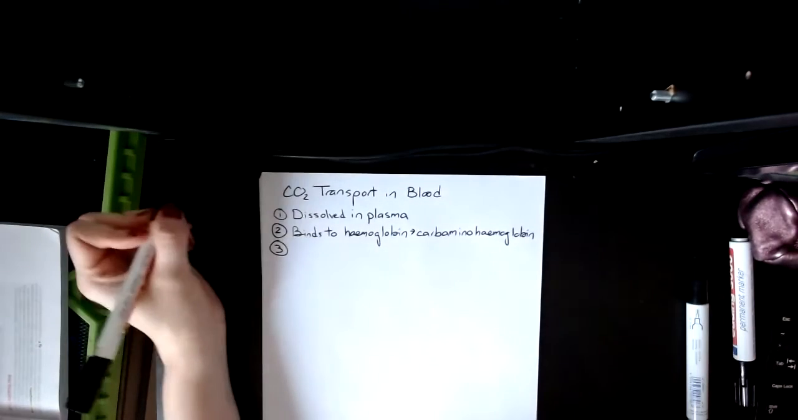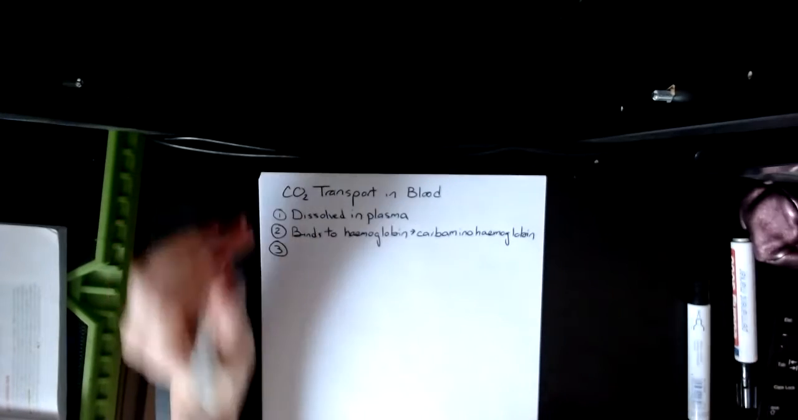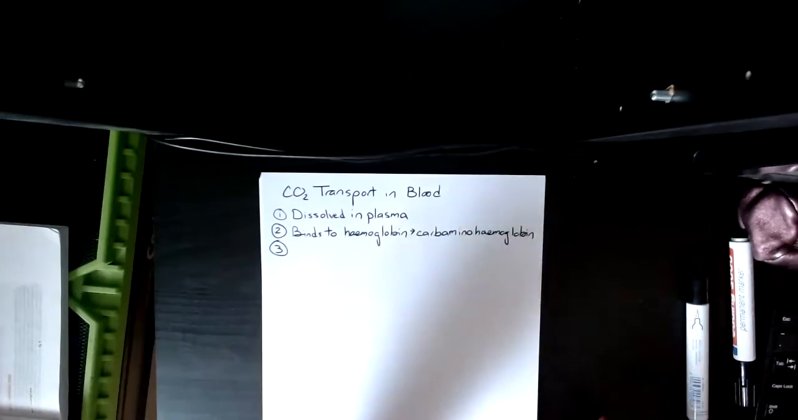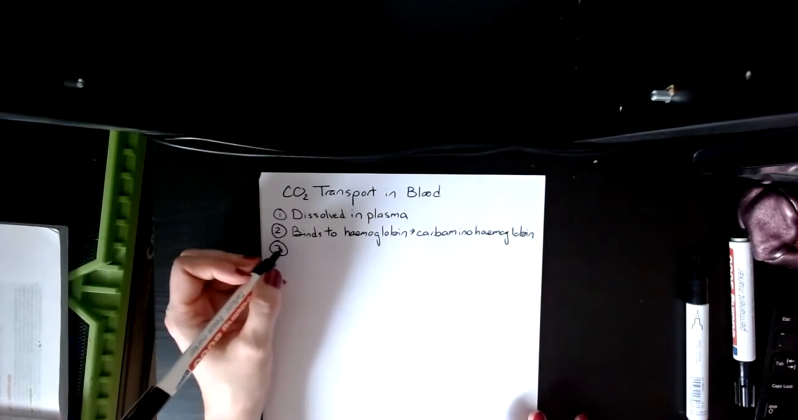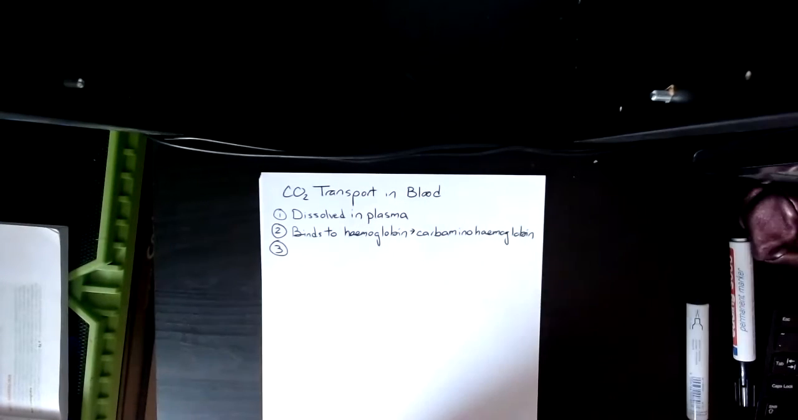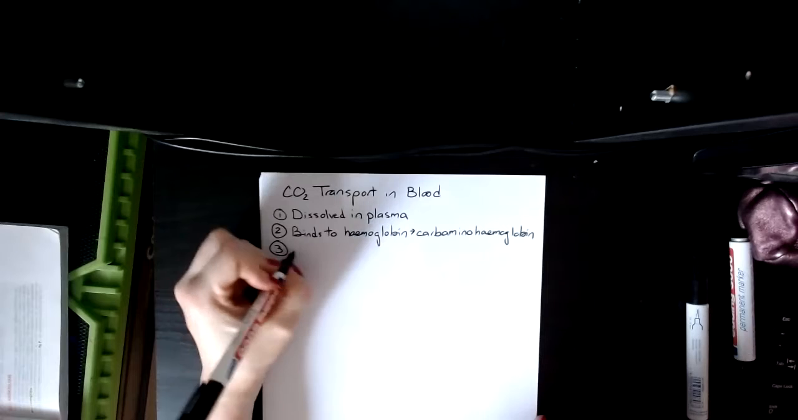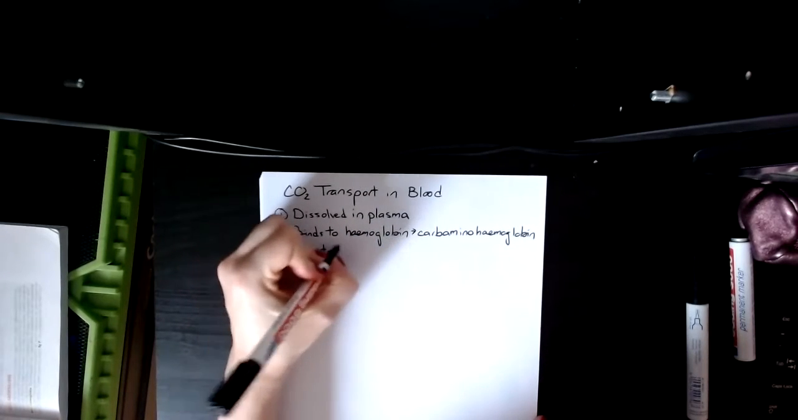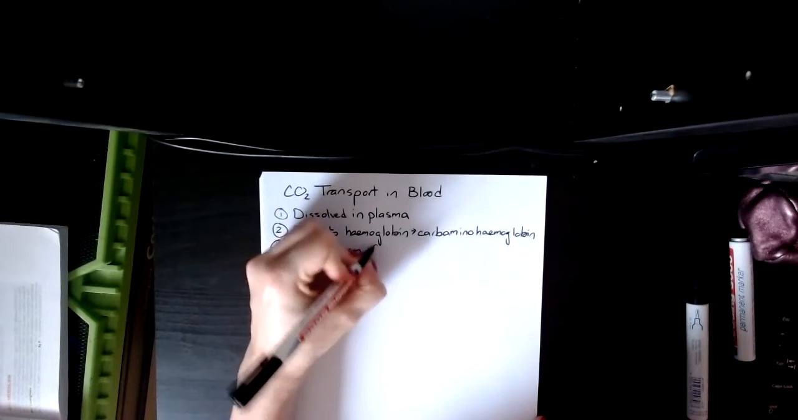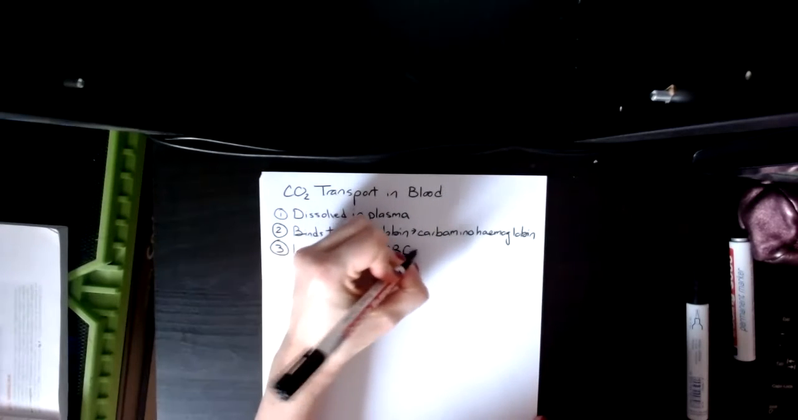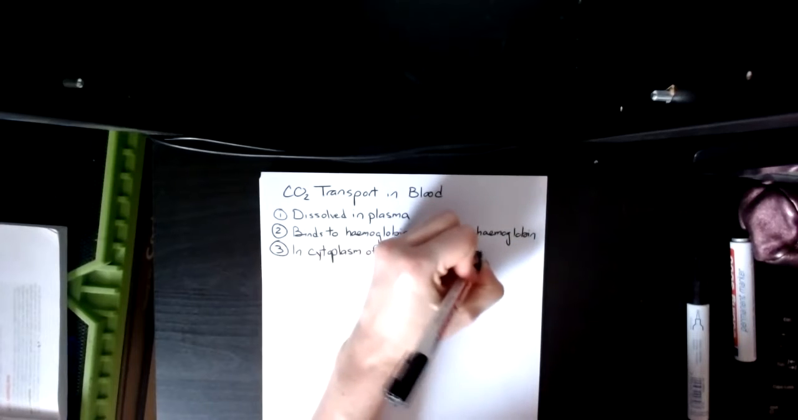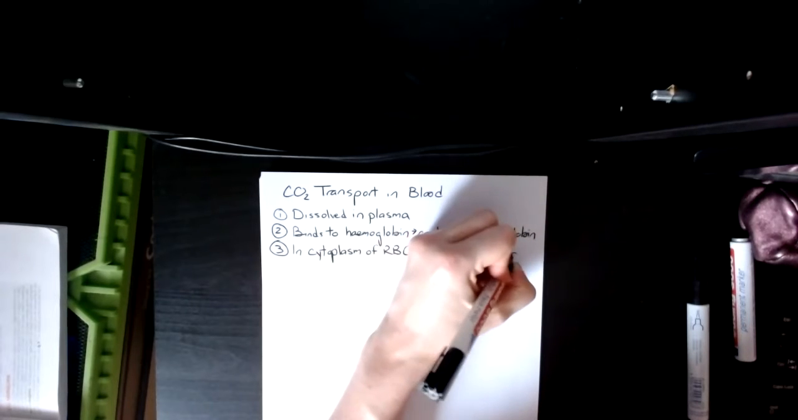And then the third way is that it is transported in the cytoplasm of the red blood cells themselves. So not in the hemoglobin, but in the cytoplasm of the red blood cells. And it's transported as hydrogen carbonate ions. I'll walk you through how that happens.